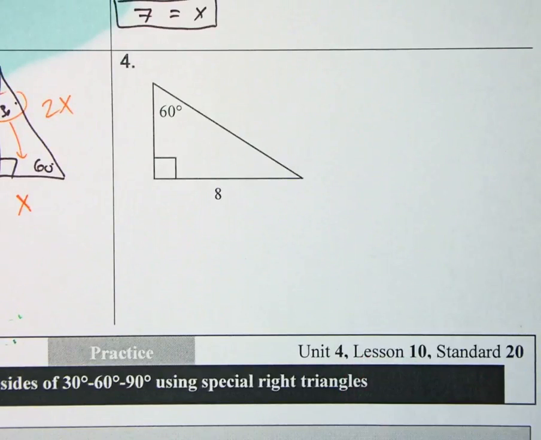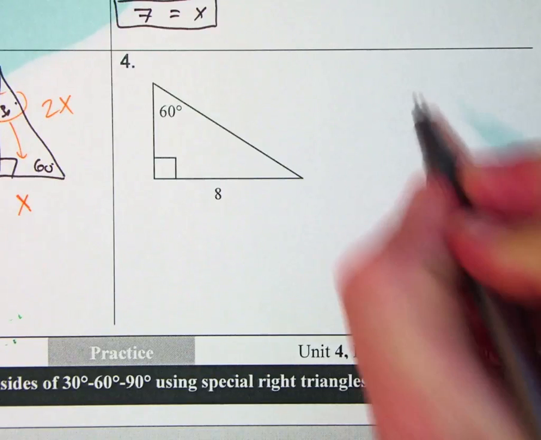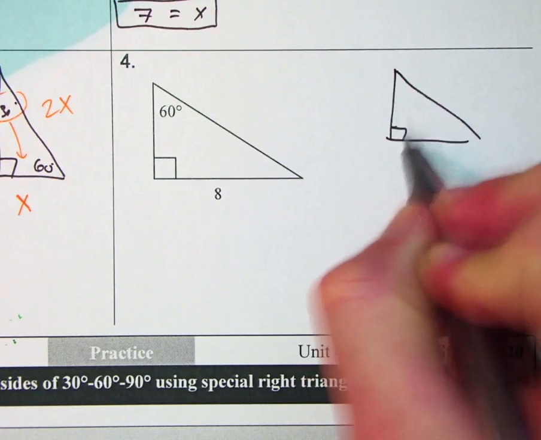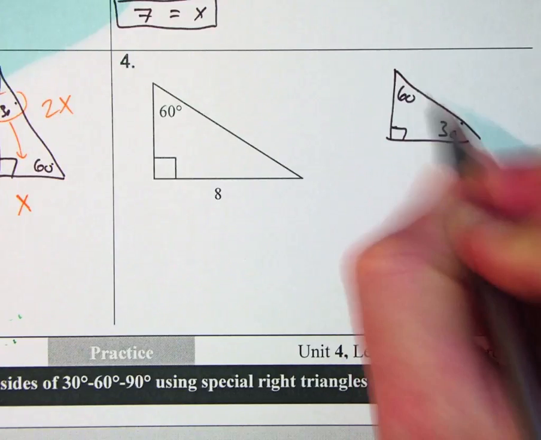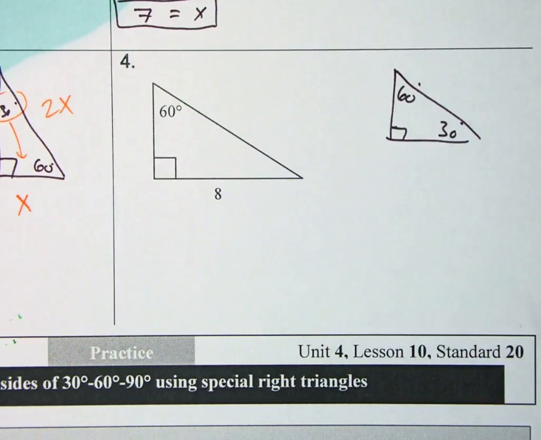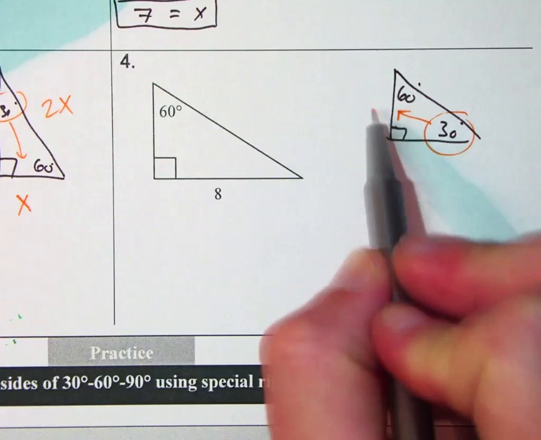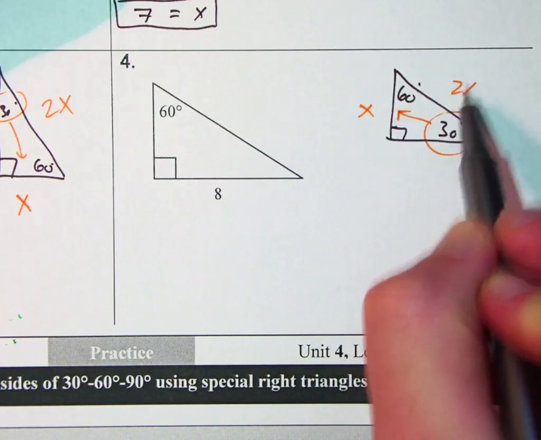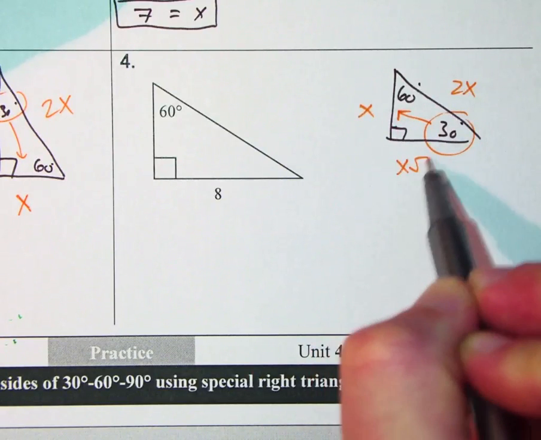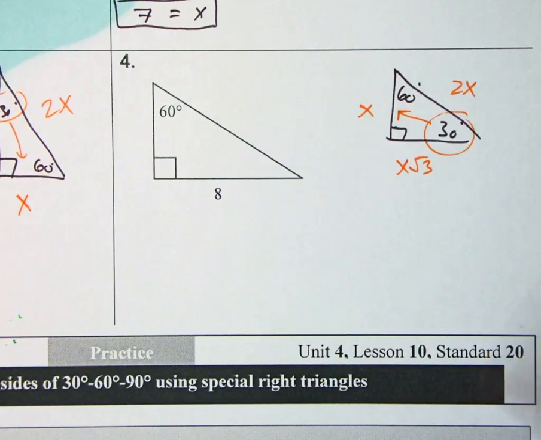Hit pause. Okay, here I go. Ghost triangle. Look how I keep moving that 30 on you. Be careful. That's your x. That's your 2x. That's x square root of 3. So let's see what we have. This is particularly challenging.